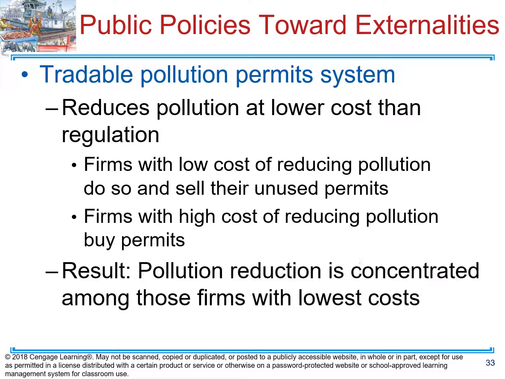The tradable pollution permit system reduces pollution at a lower cost than regulation. The firms with a low cost of reducing pollution will do so and sell their unused permits. The firms with a high cost of reducing pollution will buy permits. The result: pollution reduction is concentrated among those firms with the lowest costs.